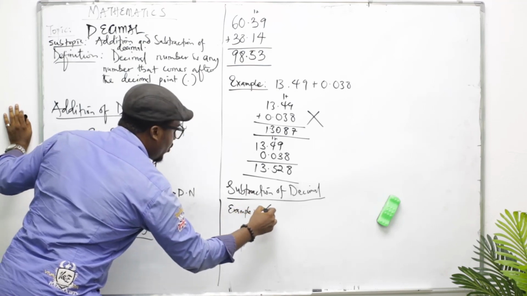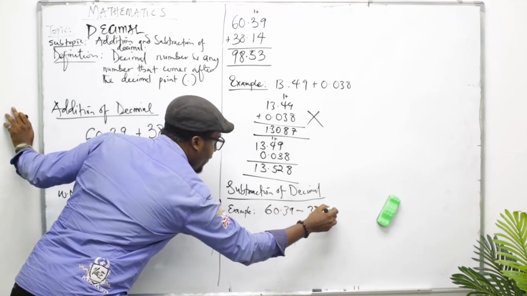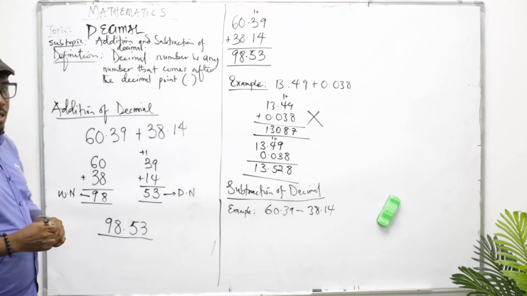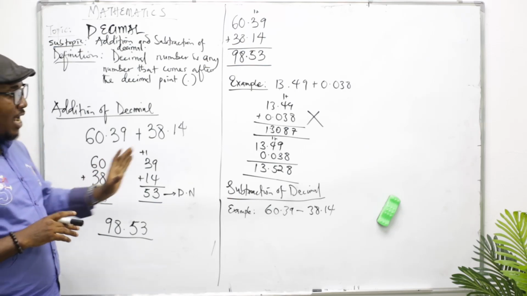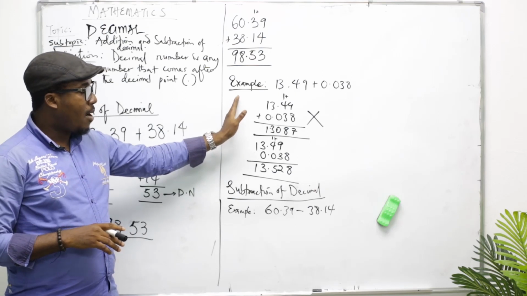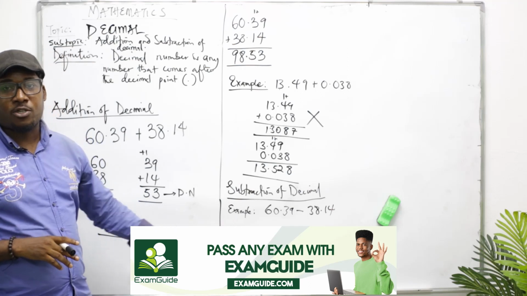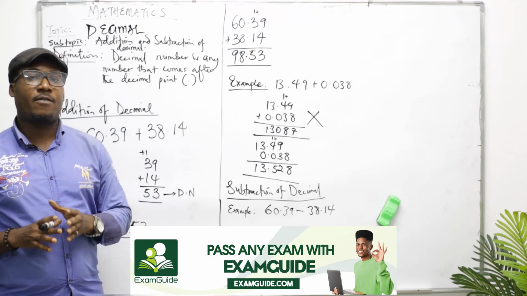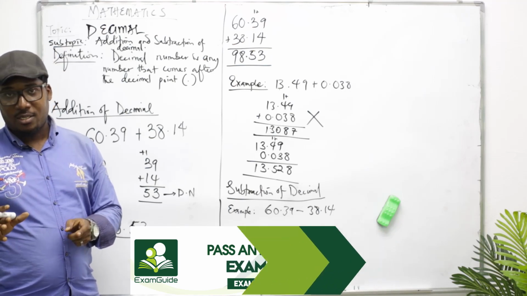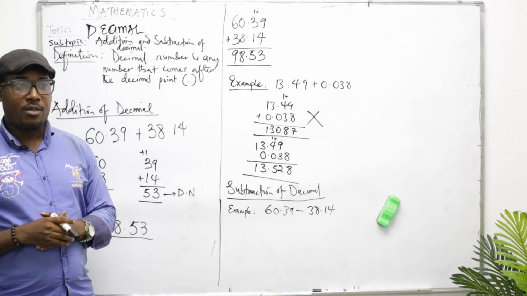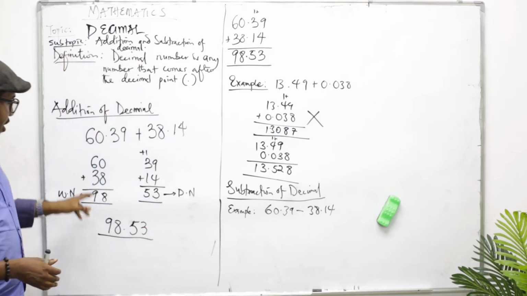They say, do 60.39 minus 38.14. If you understand the way addition is done, don't joke with subtraction, because subtraction is quite tricky. You must place the values correctly, and you must move the values rightly in order to get the right answer. Now, let's work with what you did here initially.